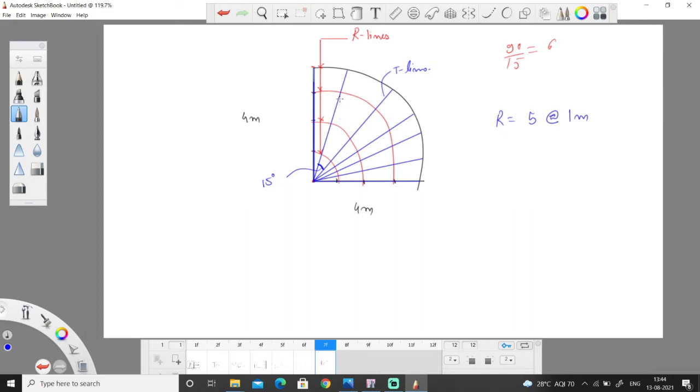Similarly for T lines, which are blue, how many T lines do I require? So 6 segments, 6 segments plus 1. So I will require 7 lines, and I have divided it at 15 degrees. Okay, so this is for a quarter circle.